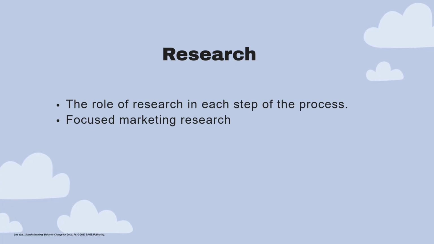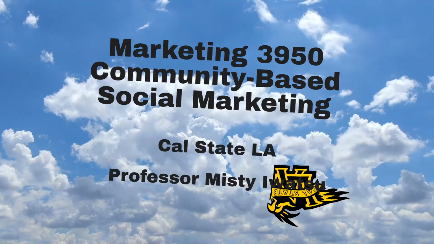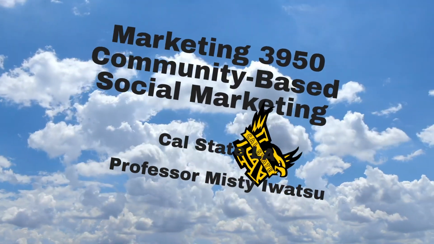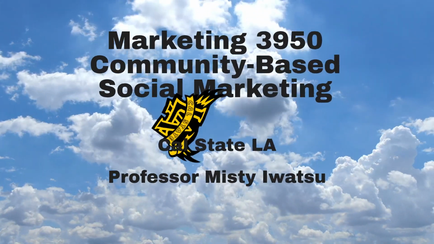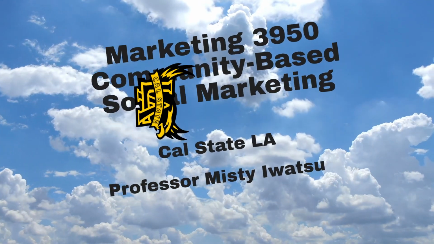Research plays an important role in the development of each step in the social marketing process. Focused marketing research is at the core of success at every phase of this planning process. It provides critical insights into the priority audience, marketplace, and organizational realities. This is the 10-step strategic planning model for Marketing 3950 community-based social marketing at Cal State LA.